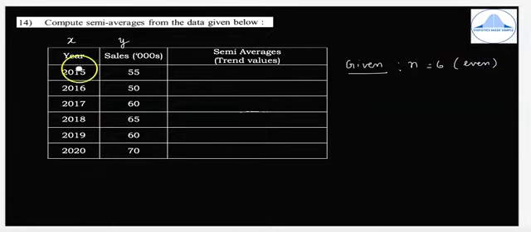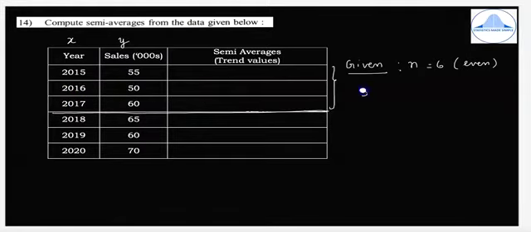Now you have to divide the data into exactly 2 parts. So if I do that, we are dividing the data into exactly 2 parts. Then we have to find out the semi-averages, which are also called the trend values. We find the semi-average for the first part and write it corresponding to the middle year. That means the middle year for these 3 years is 2016.